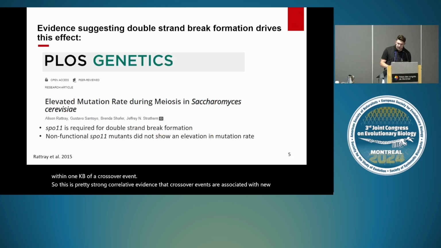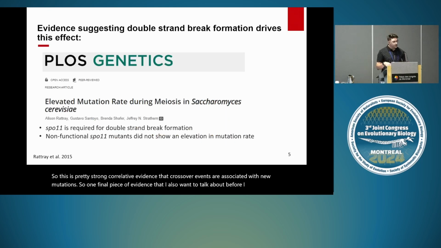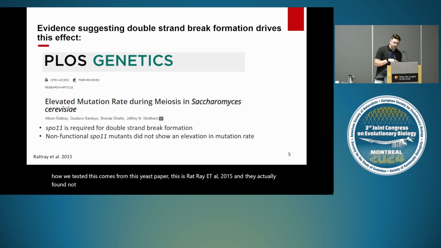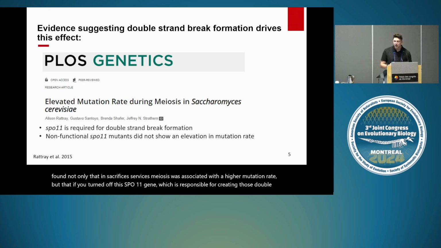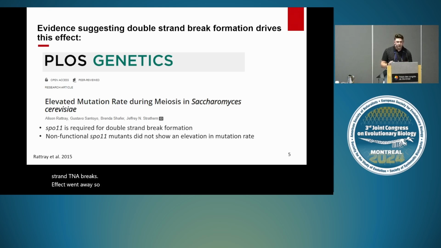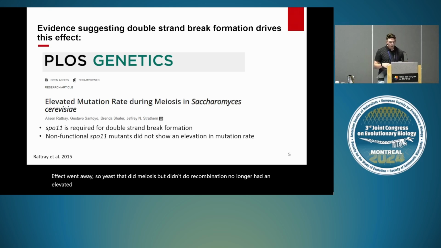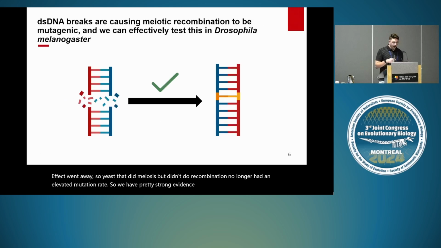One final piece of evidence that I want to talk about before I get into how we tested this comes from this yeast paper, Rattray et al. 2015. They found not only that in Saccharomyces cerevisiae meiosis was associated with a higher mutation rate, but that if you turned off the SPO11 gene, which is responsible for creating those double-strand DNA breaks, that effect went away. So yeast that did meiosis but didn't do recombination no longer had an elevated mutation rate. So we have pretty strong evidence to lead us to think that these double-strand DNA breaks are causing some amount of new mutations or are strongly associated with them.